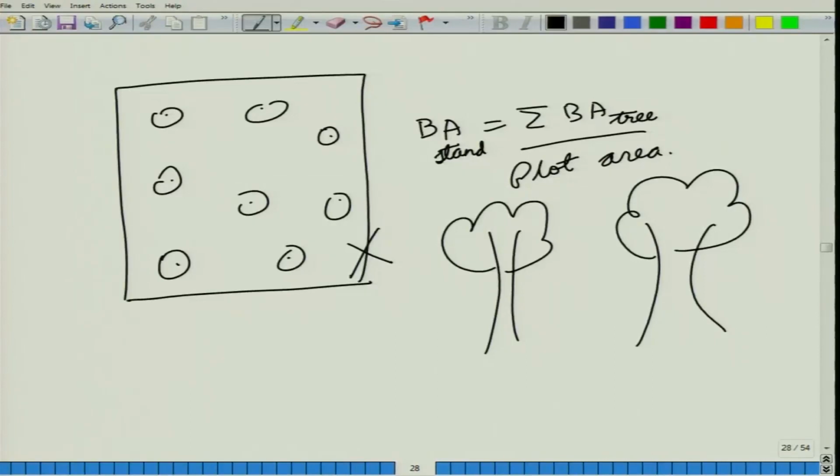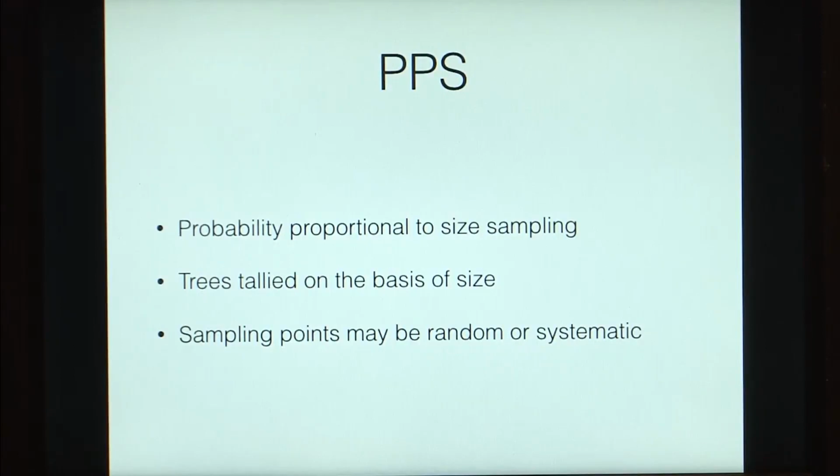It is also dependent on its distance. So, it is dependent on the angle that is subtended. Essentially, if you are standing here, then this is the angle that is subtended by this tree, whereas when you are standing here, this is the angle that is subtended by this tree. So, if the angle that is subtended by a tree is greater than a critical angle, then it becomes part of our sample.